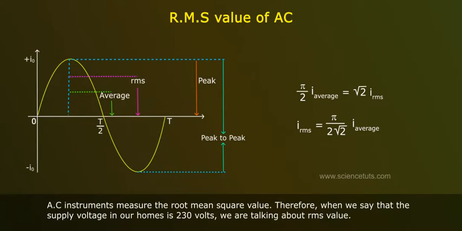AC instruments measure the root mean square value. Therefore, when we say that the supply voltage in our homes is 230 volts, we are talking about the RMS value.